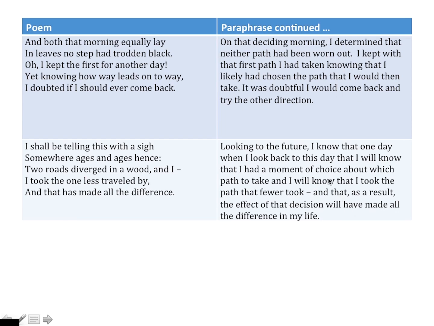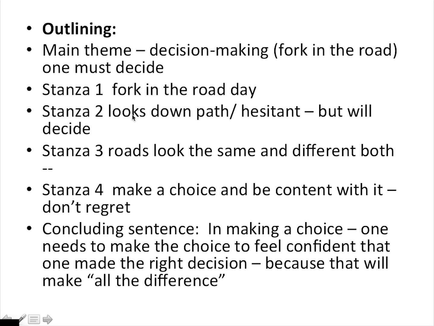So look through your paraphrase, just write it beside the poem, and that will help you understand things quite a bit better. So then just looking and saying, what would the theme be? Well, it has to be about decision making, the fork in the road, which direction to go. What will the effects of that be? So stanza 1 shows the fork. Stanza 2 looks down the path and what's going to happen. Stanza 3 notices they're both the same but different too. And stanza 4 is, I'm going to make a choice and I'm going to be content with it. I'm going to look at this choice as having been the right one. So that gives us all our substance in understanding the poem.